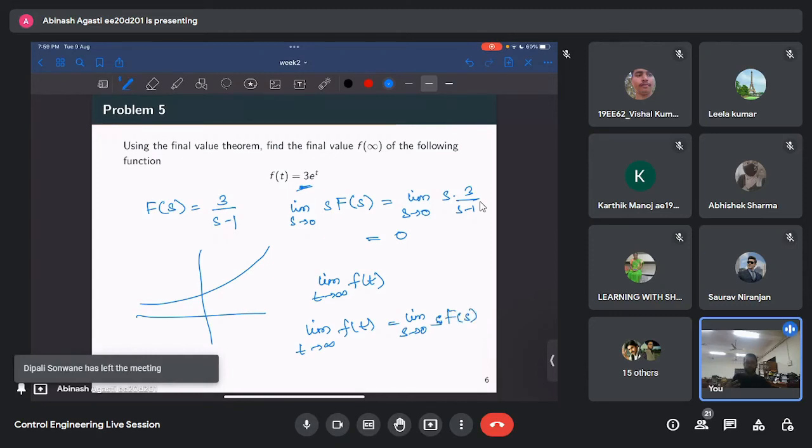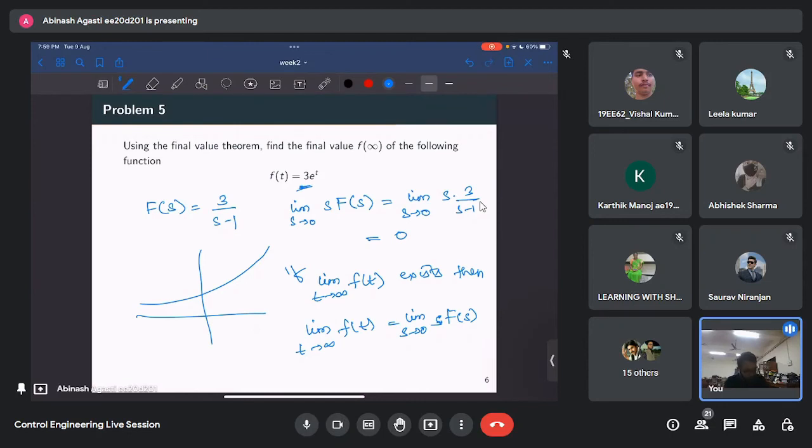So when you see the statement of the theorem, if limit t goes to infinity, f of t exists, then it is equal to this thing. So this condition has to be satisfied, that the actual limit of the function has to exist. If it does not exist, we cannot say that the limit is equal to this.